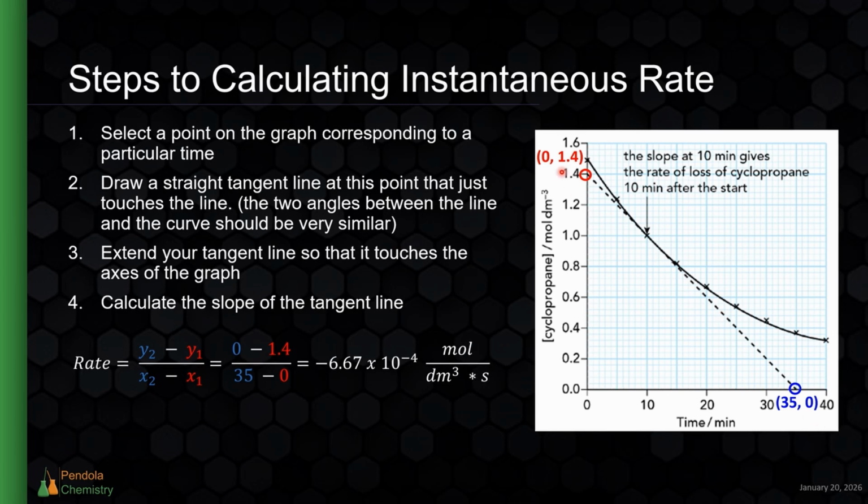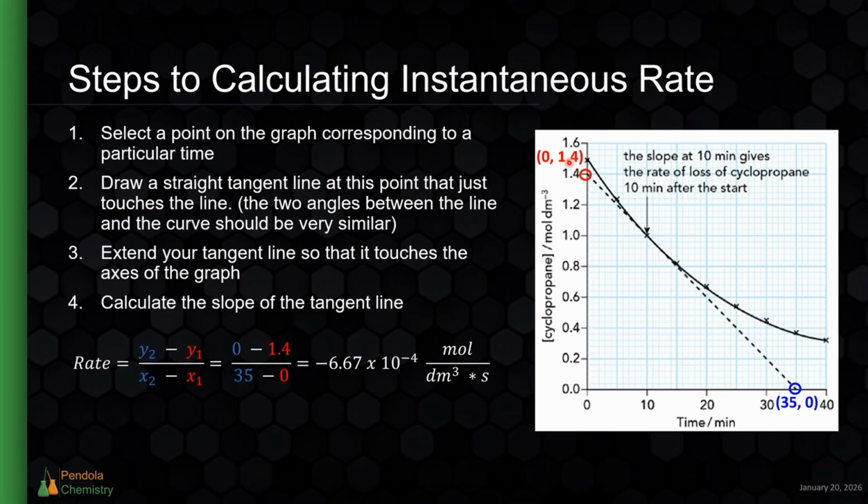So we're going to draw a tangent line on that point. Obviously, if we're choosing an initial rate, we will use this point up here, and then we'll make a tangent line there. But once you draw your tangent line, you're going to extend the tangent line all the way to the x and y axis. And you're going to see where that tangent line touches the x and y axis. So in this particular case, my tangent line on the y-axis goes all the way to 1.4. And on the x-axis, it goes all the way to 35. So those are going to be the two coordinates we work with.